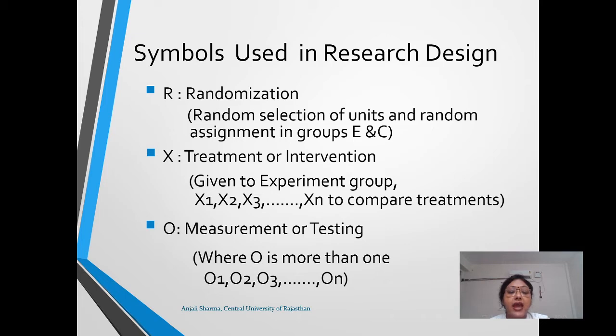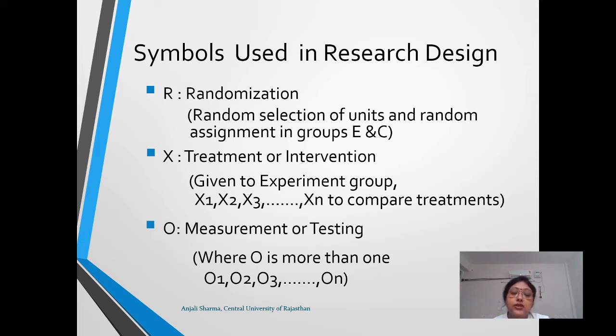And the second symbol, X, means treatment or intervention. Treatment is what we are giving to our experimental group, and to compare the treatments, there might be more than one experimental group. And there is generally one group also, the control group, in which the treatment is absent. So X denotes the treatment and intervention.